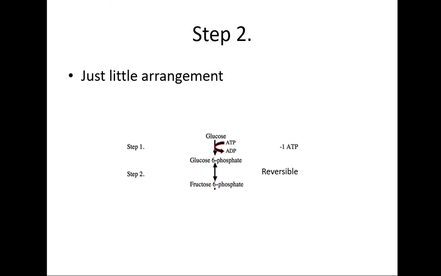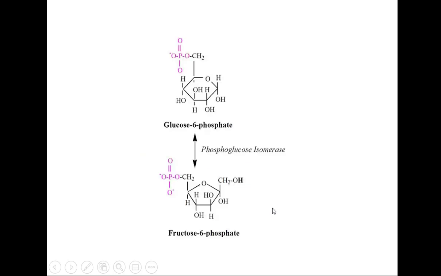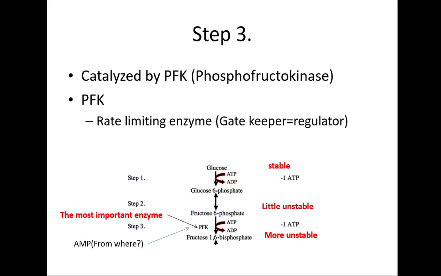Step 2 is just a little rearrangement. Glucose 6-phosphate can become fructose 6-phosphate, but it is reversible. In the phosphoglucose isomerase reaction, glucose 6-phosphate is converted to an isomer, meaning another molecule that has the same chemical formula, which in this case is fructose 6-phosphate. This is reversible. And step 3 is really important.